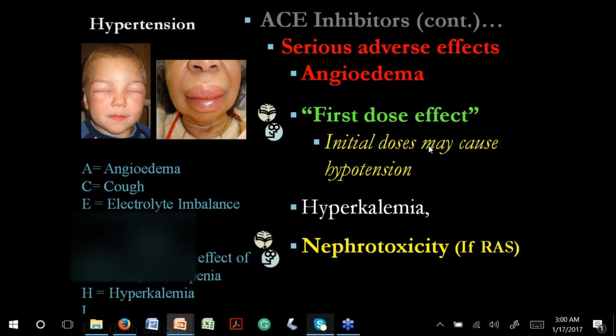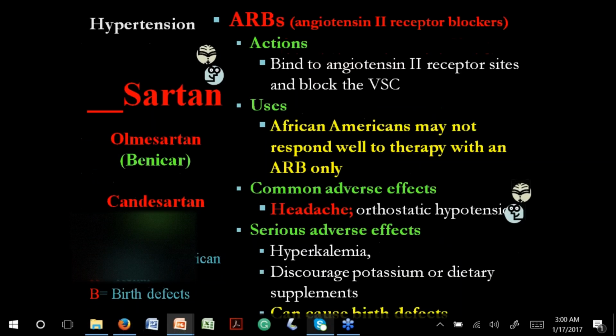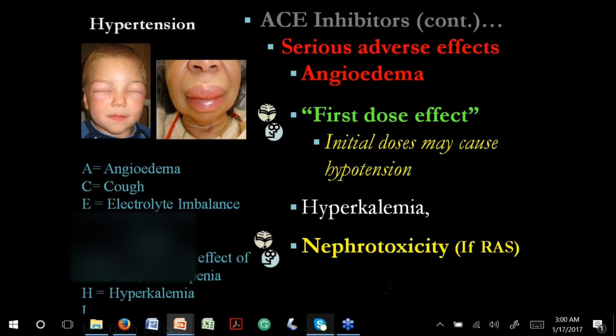First dose effect: the initial dose may cause hypotension. Another thing is that NSAIDs are going to diminish the effect of ACE inhibitors. So be careful with NSAIDs because the ACE inhibitors lose effectiveness. All right, so that is about ACE inhibitors.